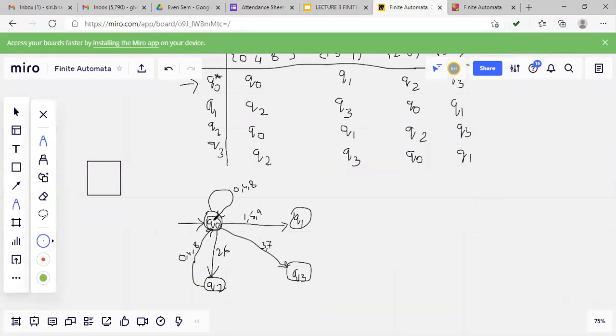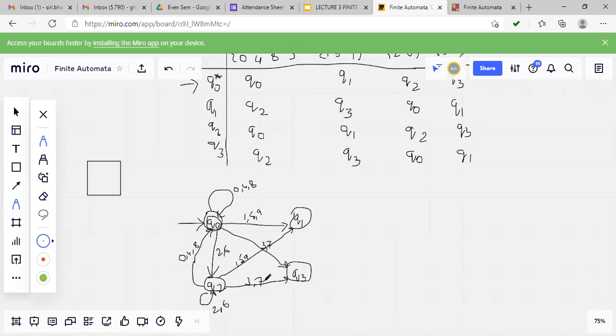Q2 on 0, 4, 8 goes to Q0. Q2 on 1, 5, 9 goes to Q1. As I said, you can draw this way, or you can overlap the arrows. Hope you are getting me. Then Q2 on 2, 6 goes to Q2. Then Q2 goes to Q3 on 3, 7. So I think it is clear how to draw the transition diagram.